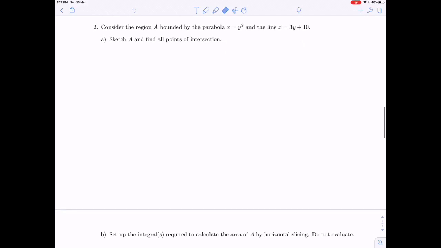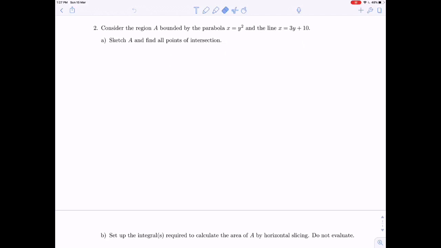The second question asks us to consider the region A bounded by the parabola x equals y squared and the line x equals 3y plus 10. The first part, A, is to sketch this region A and find all the points of intersection. So the first thing we'll do is set up a couple of axes here. And that's not where I want my x-axis, so let's put it here.